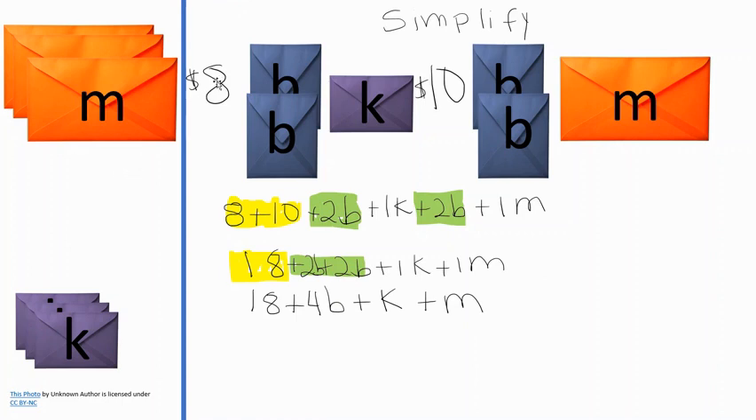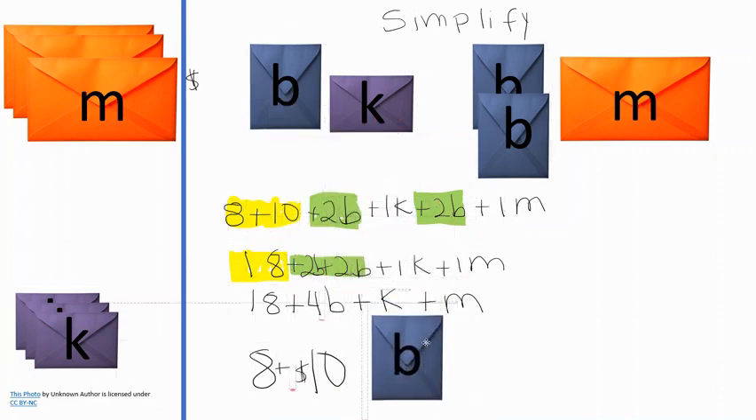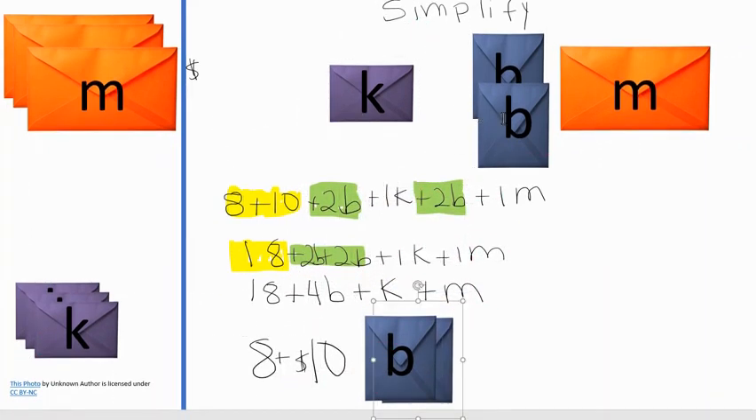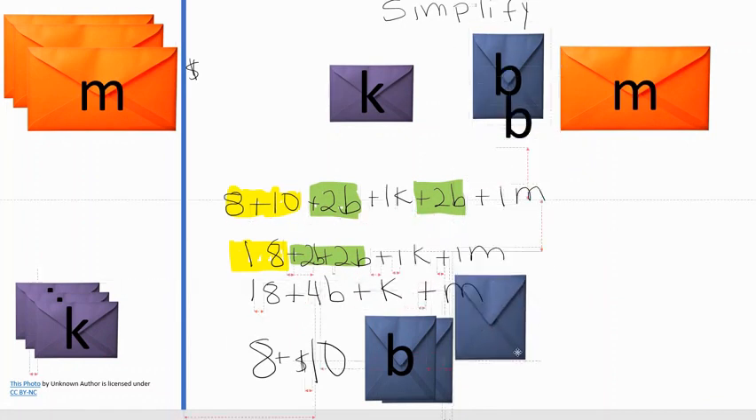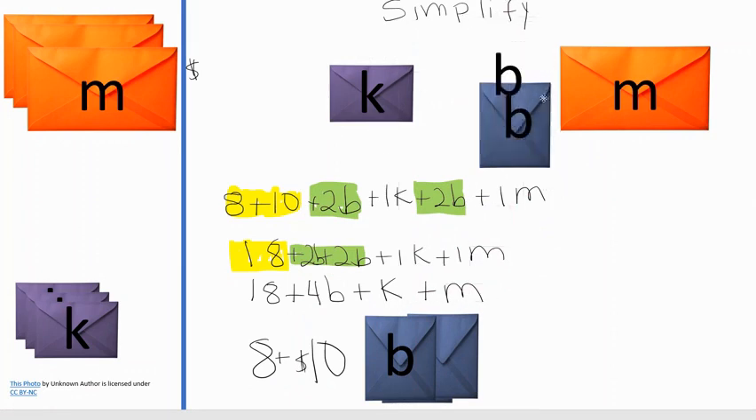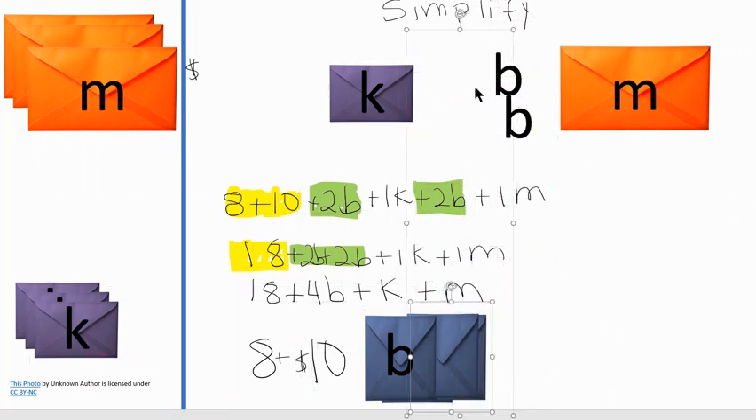Look, if I move 8 plus 10, that would be 18. And then if I put together all the black envelopes, I have 1 black envelope, 2 black envelopes, 3 black envelopes, lost the letter there, doesn't really matter, 4 B's, right?